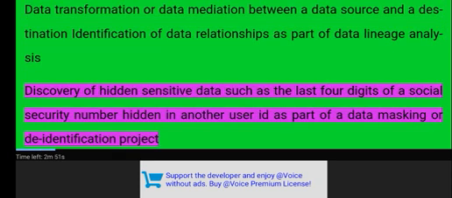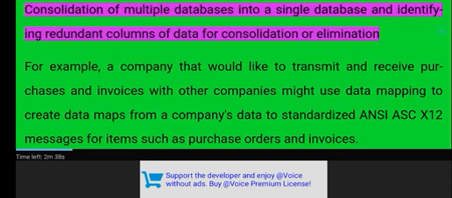Discovery of hidden sensitive data such as the last 4 digits of a social security number hidden in another user field as part of a data masking or data identification project. Consolidation of multiple databases into a single database and identifying redundant columns of data for consolidation or elimination.